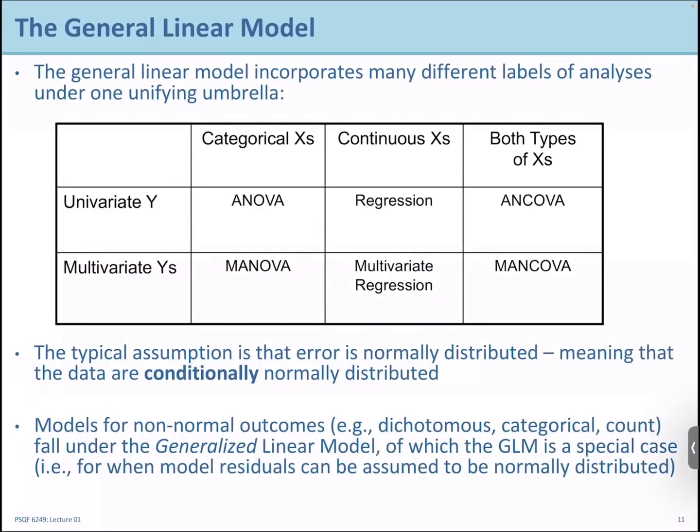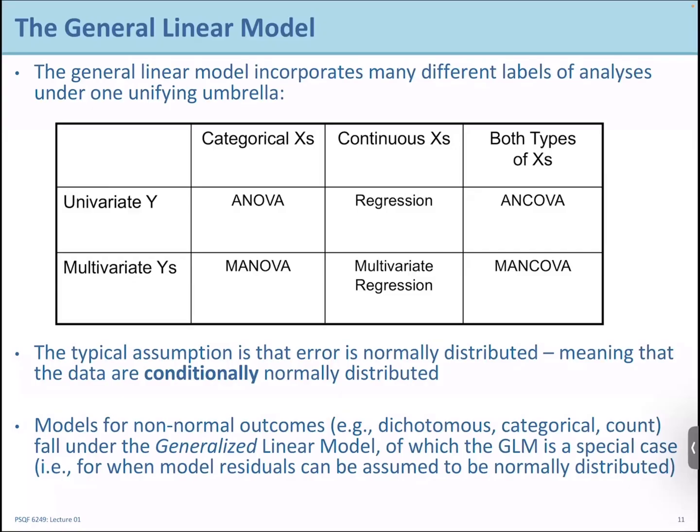So the general linear model incorporates many different labels of analyses. This is the language part, under one umbrella. If you have one outcome, one Y, and you have discrete or categorical X's, marital status being one of them, we would usually call that analysis of variance. We want to see if there's a difference between the married group and the non-married group on this question, for instance. If you have a continuous X, maybe your Y is happiness and X is the number of days you were ill this year, that would be continuous. We would put that into a linear regression or maybe even nonlinear regression.